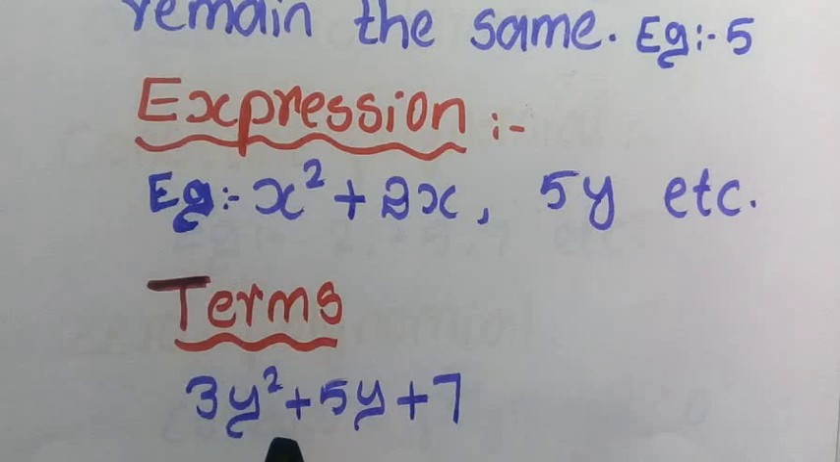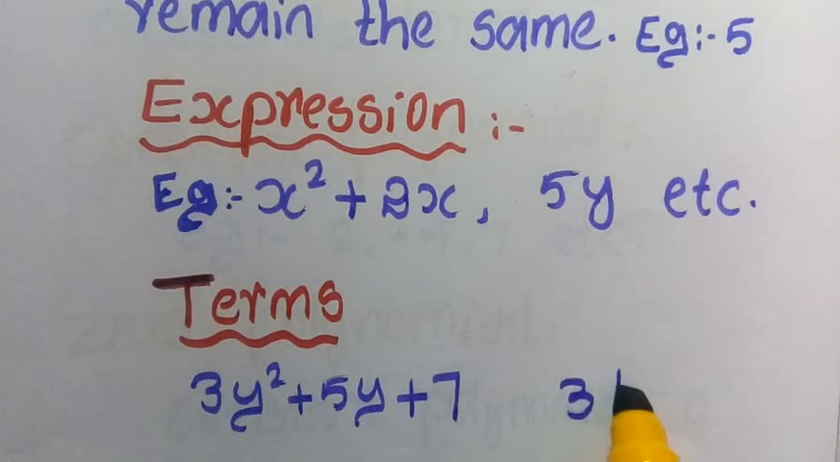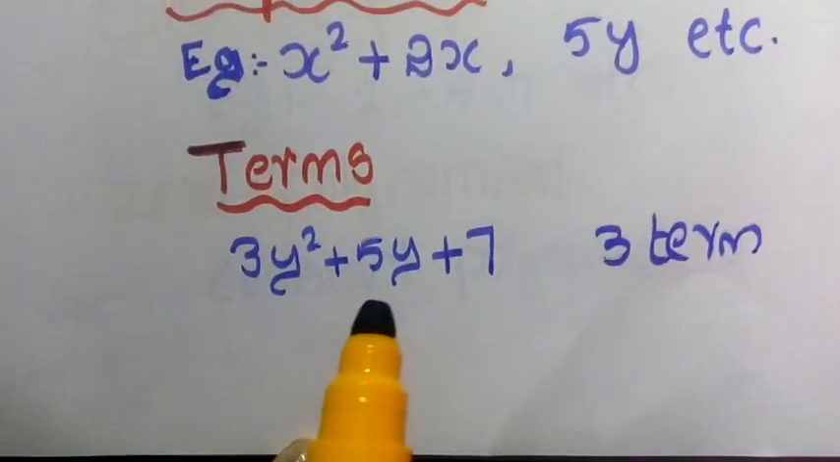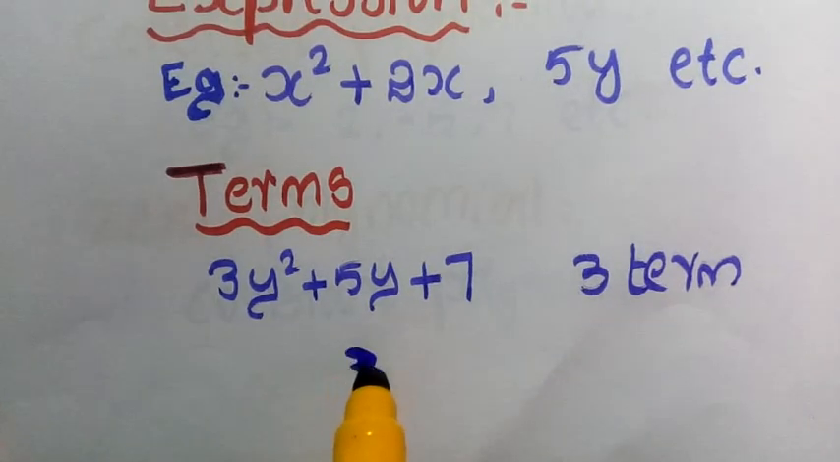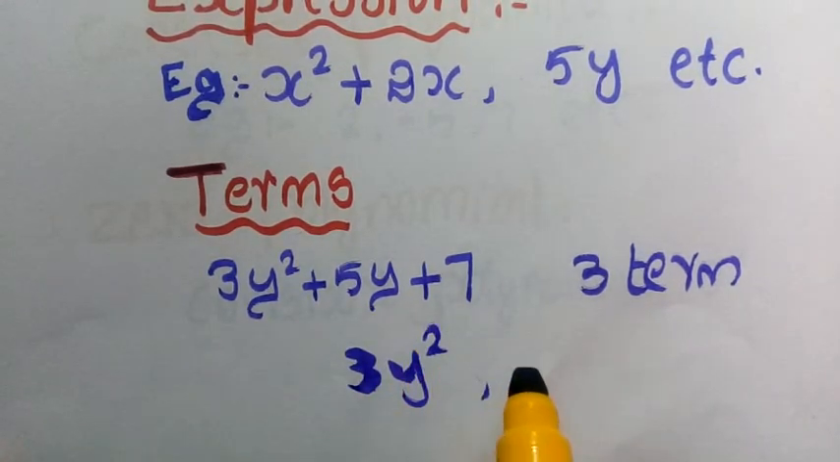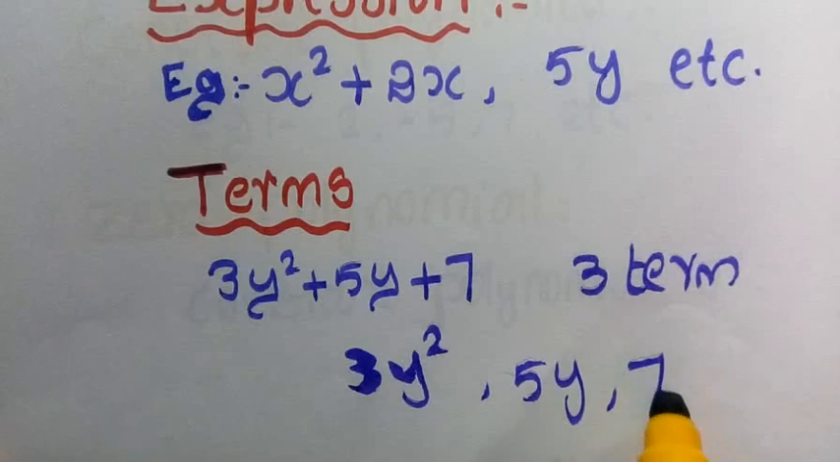So, 3y square plus 5y plus 7 has how many terms? It has 3 terms. They are 3y square, 5y and 7.